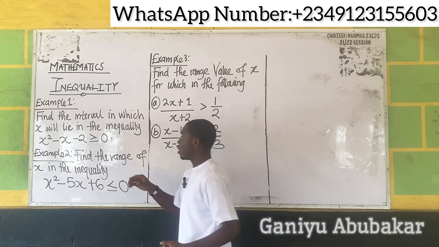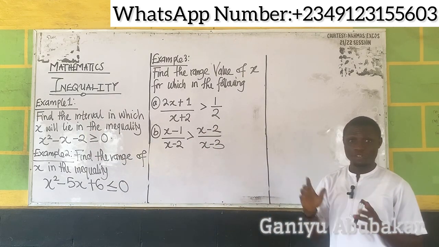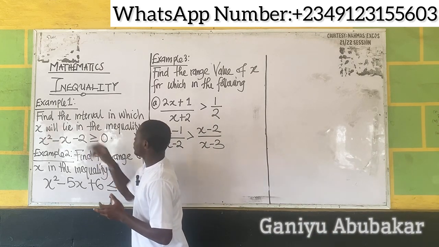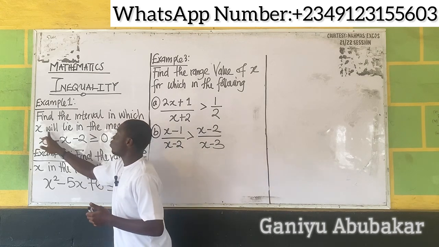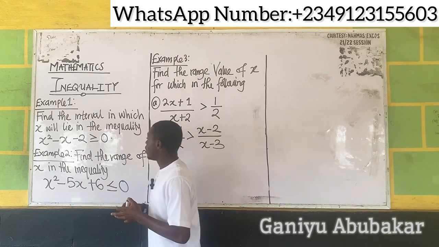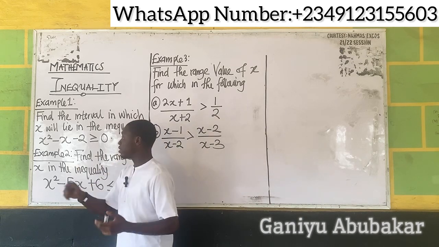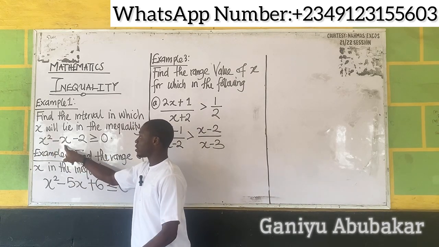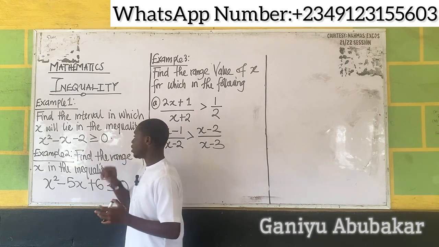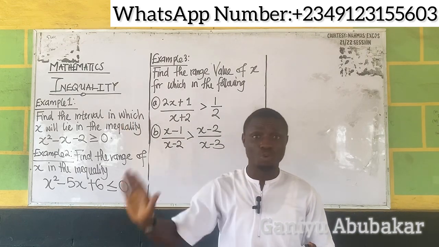So let's have number 1, 2, and 3. There's a tendency that I'll give an assignment from here. So let's start with number 1. It says, find the interval in which x will lie in the inequality x squared minus x minus 2 greater than or equal to 0. So my first part is to pick out the given equation and then apply what I know.